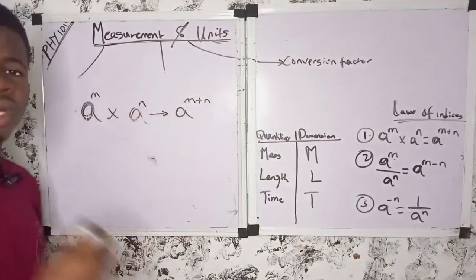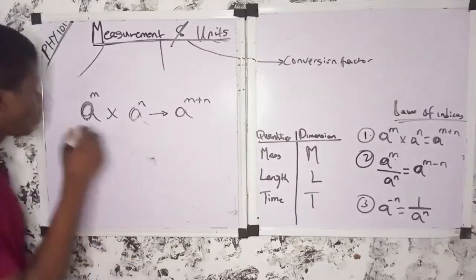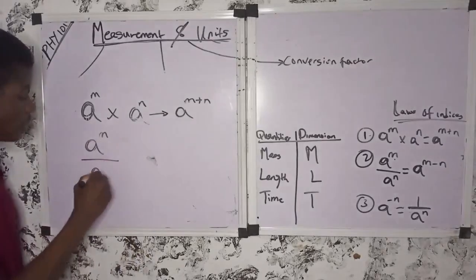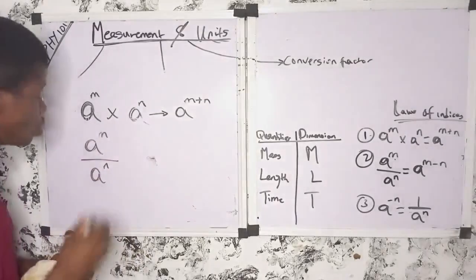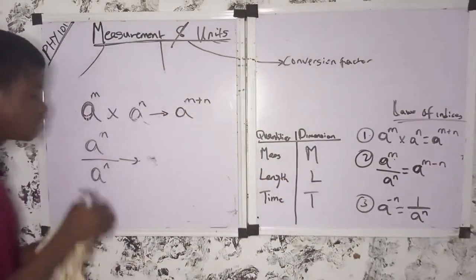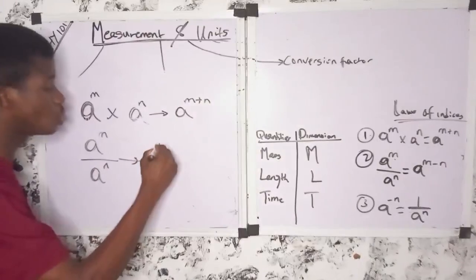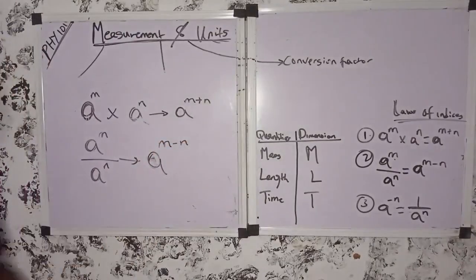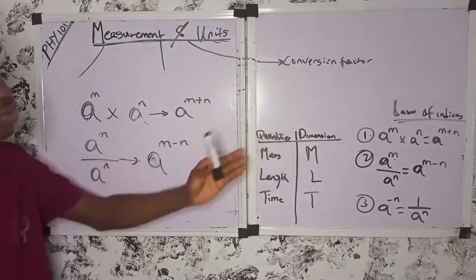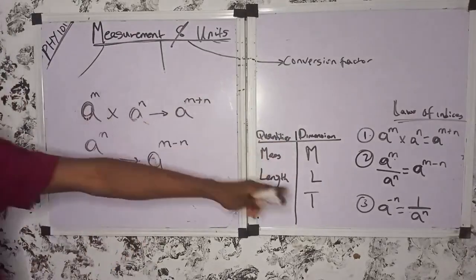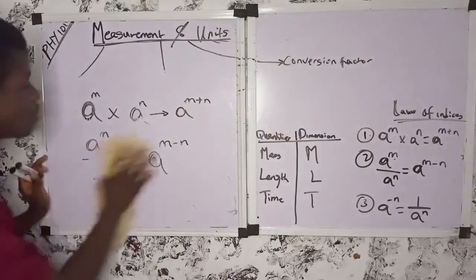Now, what about the second law? The second law is just quite the opposite. When the same bases are dividing each other, we take one of the bases. Look at this law. When they are dividing each other, we take one of the bases, then we subtract their powers. Yes, we subtract their powers, okay? Don't worry, you guys will see the application soon, okay? Now let me go to the very last law.